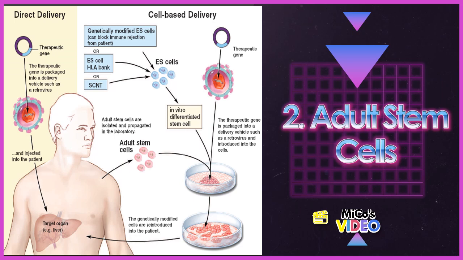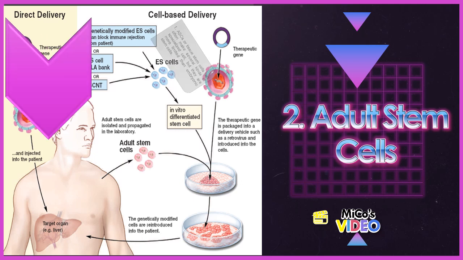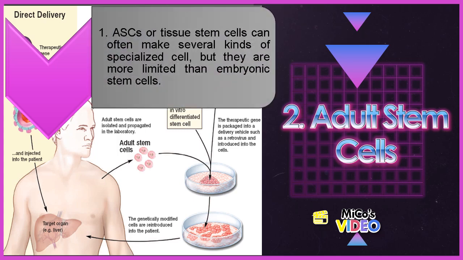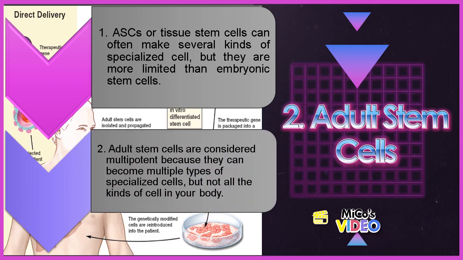The second type of stem cell is what we call the adult stem cells, also known as the ASCs. Adult stem cells, or tissue stem cells, can often make several kinds of specialized cells, but they are more limited than embryonic stem cells. Adult stem cells are considered multipotent because they can become multiple types of specialized cells, but not all kinds of cells in the body.